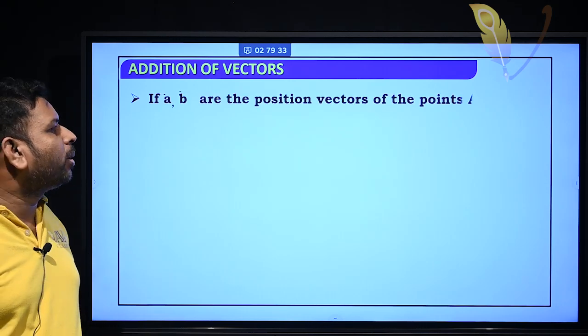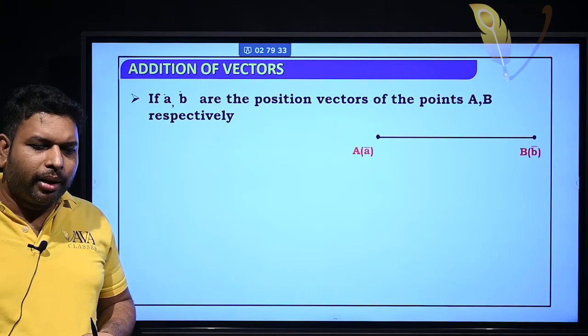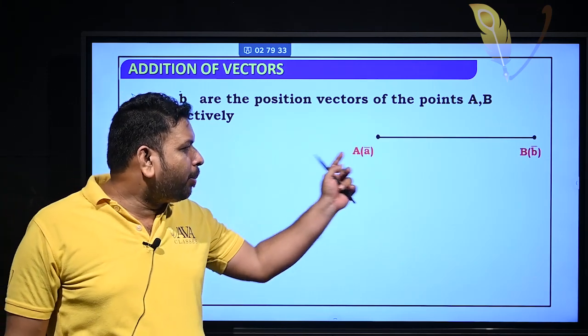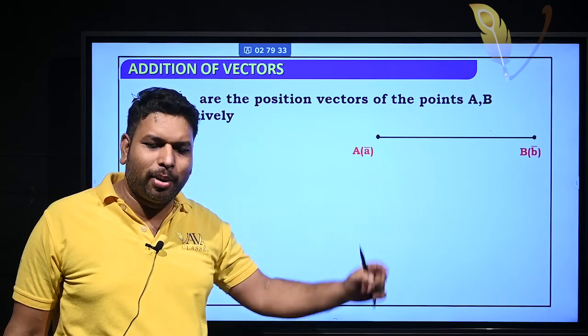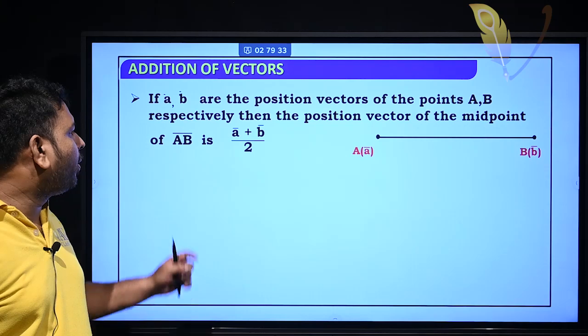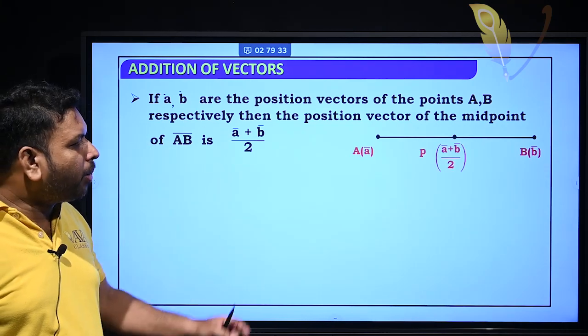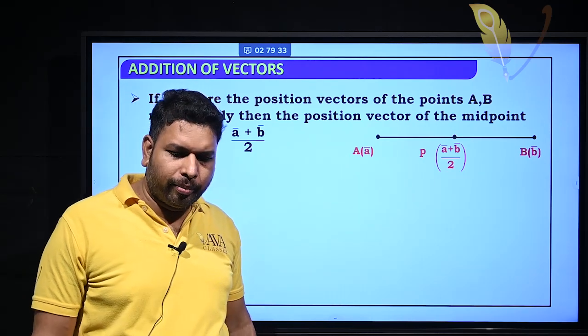If a and b are the position vectors of the points A and B respectively, then the position vector of the midpoint of AB is (a plus b) by 2. So point P is (a plus b) by 2.